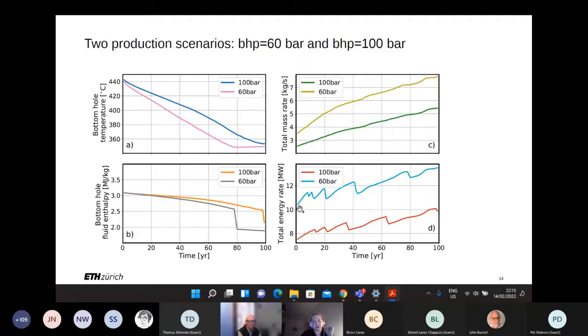Another interesting finding is that the total thermal energy rate of the well is increasing with time, even though the enthalpy of the produced fluid is decreasing, but the mass rate of the well is increasing with time, and this overpowers the decrease in fluid enthalpy. And the well mass rate is increasing with time because the density of the produced fluid is also increasing with time.